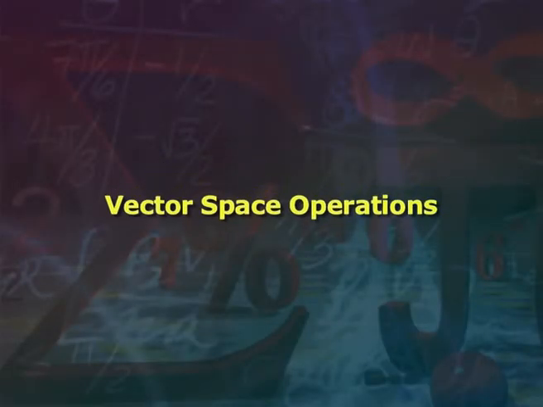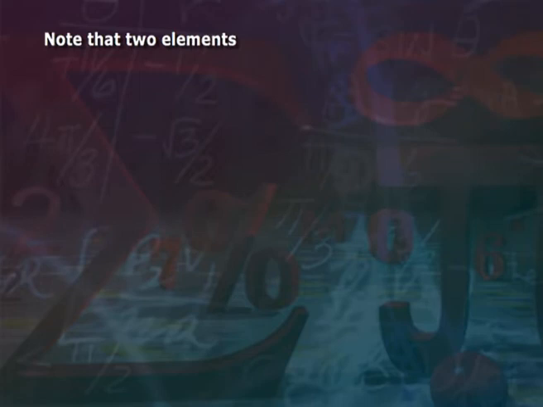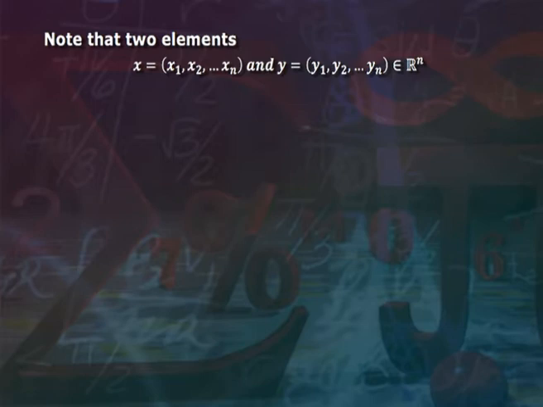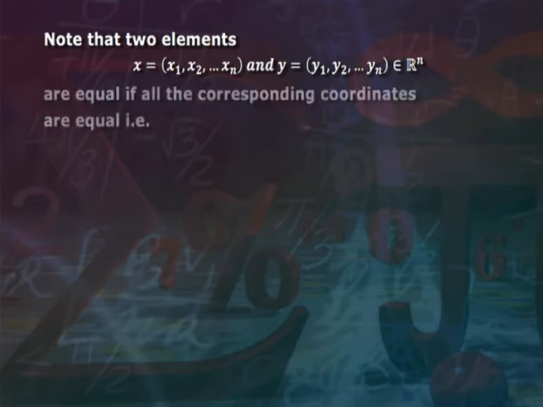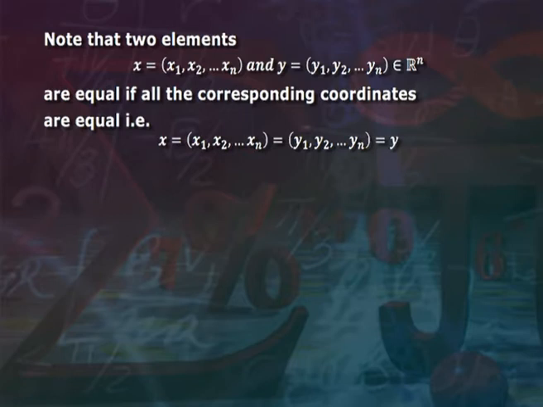Vector space operations. Note that two elements x equal to (x1, x2, up to xn) and y equal to (y1, y2, up to yn) in Rn are equal if all the corresponding coordinates are equal, that is, x and y are equal if and only if xi equal to yi for all i equal to 1, 2, up to n.